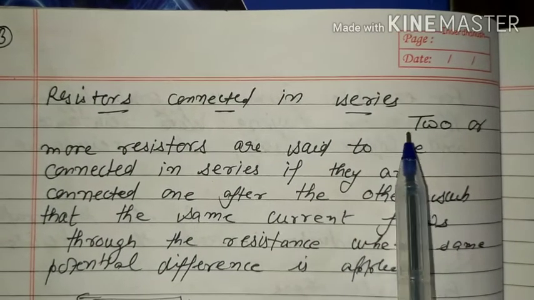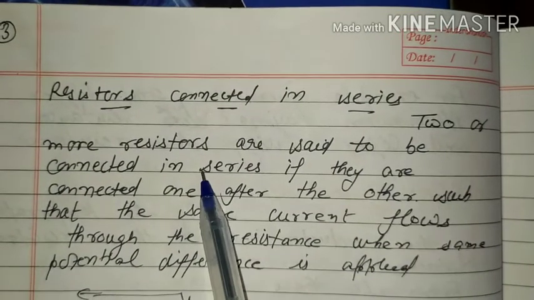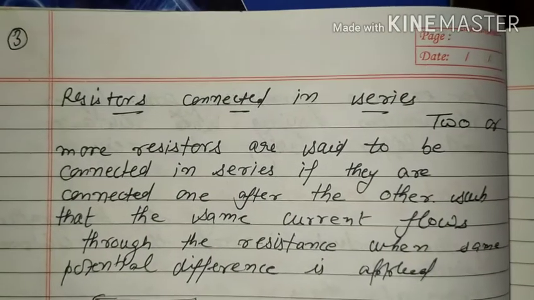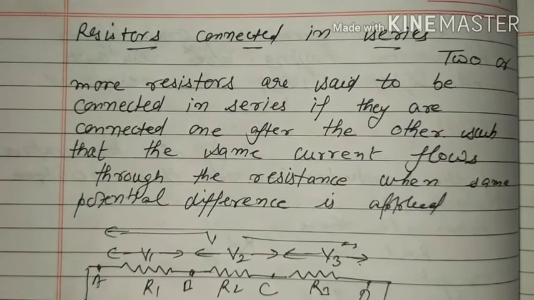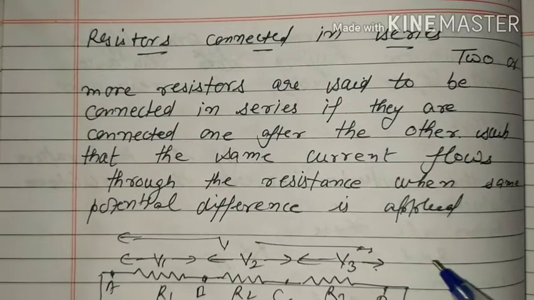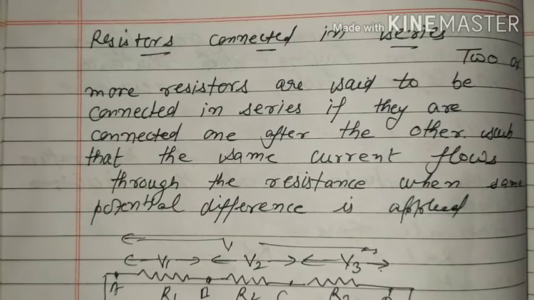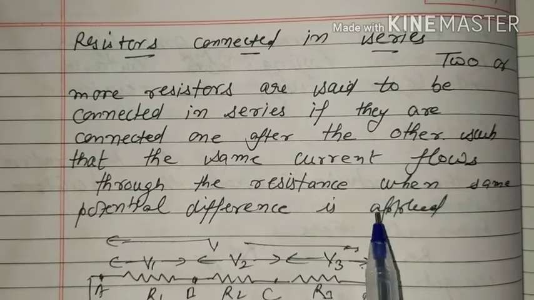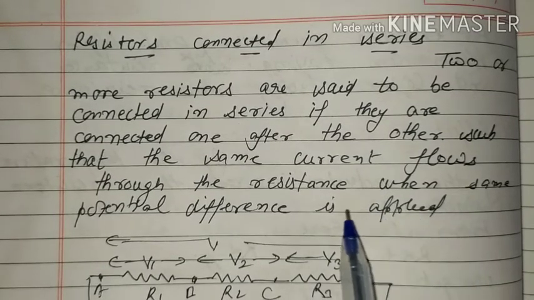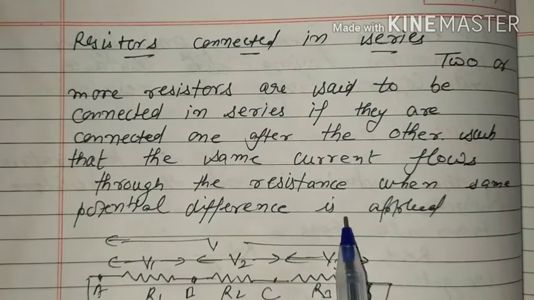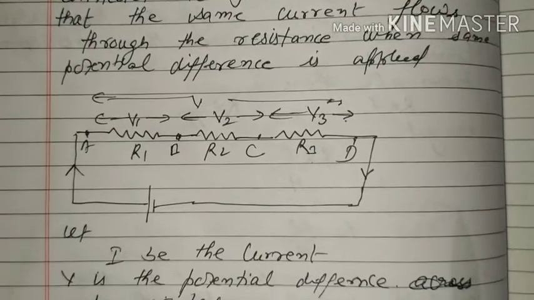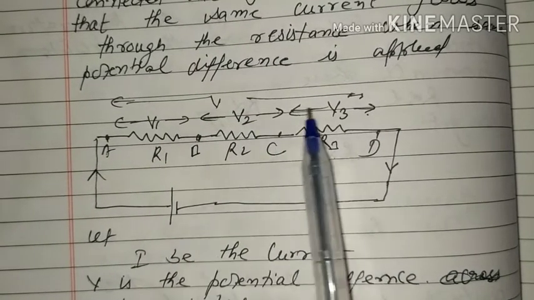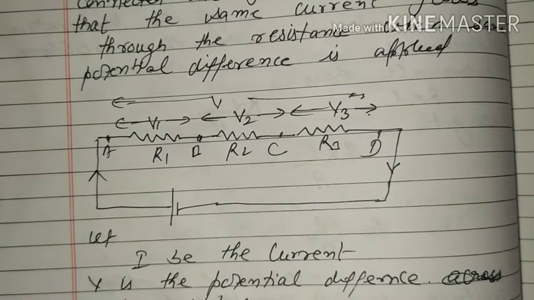Okay, how are they connected? Two or more resistors are said to be connected in series if they are connected one after the other, like in the diagram, one after the other, such that the same current flows through them, and through the resistances when the same potential difference is applied. Now in the diagram, R1, R2, R3 are three resistances, V1, V2, V3 are potential differences, and the same current flows in them.